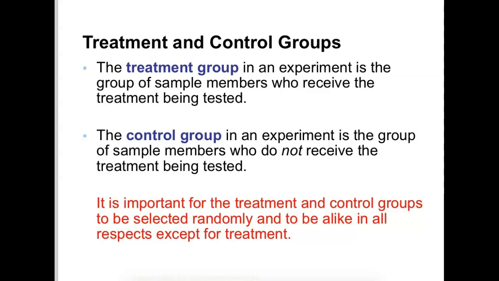All right, let's talk about an experiment. In an experiment, you have a treatment group who receives the treatment being tested, and a control group who does not receive the treatment being tested. And it's very important for the treatment and control groups to be selected randomly and to be alike in all respects except for the treatment. Meaning, you're going to try and control everything about the subjects that you can aside from the treatment. Keep it the same.